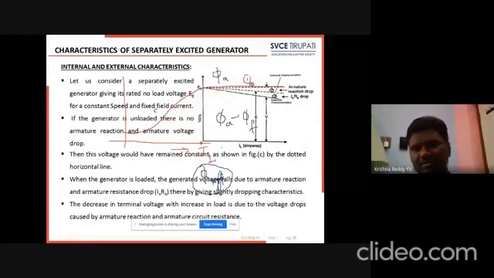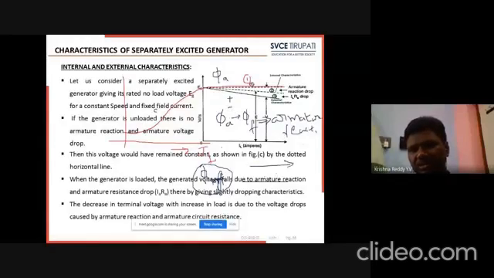The effect of armature flux on main field flux is known as armature reaction. This flux may add to the main field flux, this flux may subtract from the main field flux, or this flux may cut the main field flux like this. Here the main field flux flows in this direction. The armature flux flows in this direction.